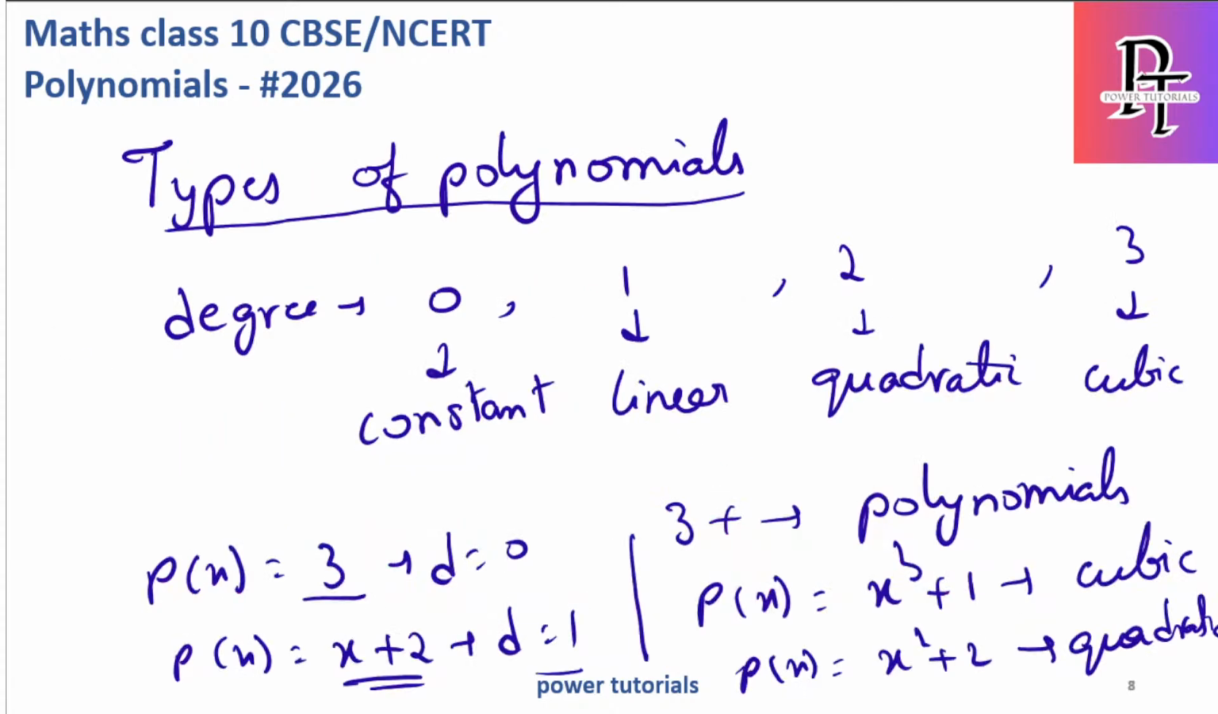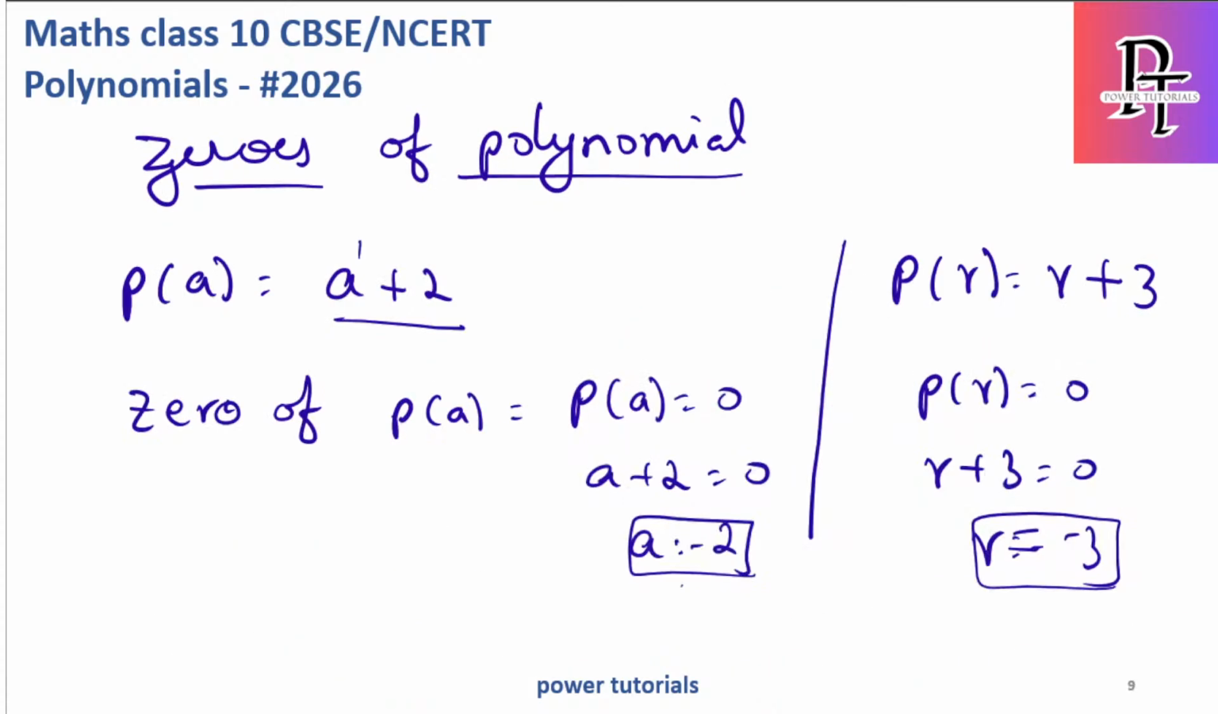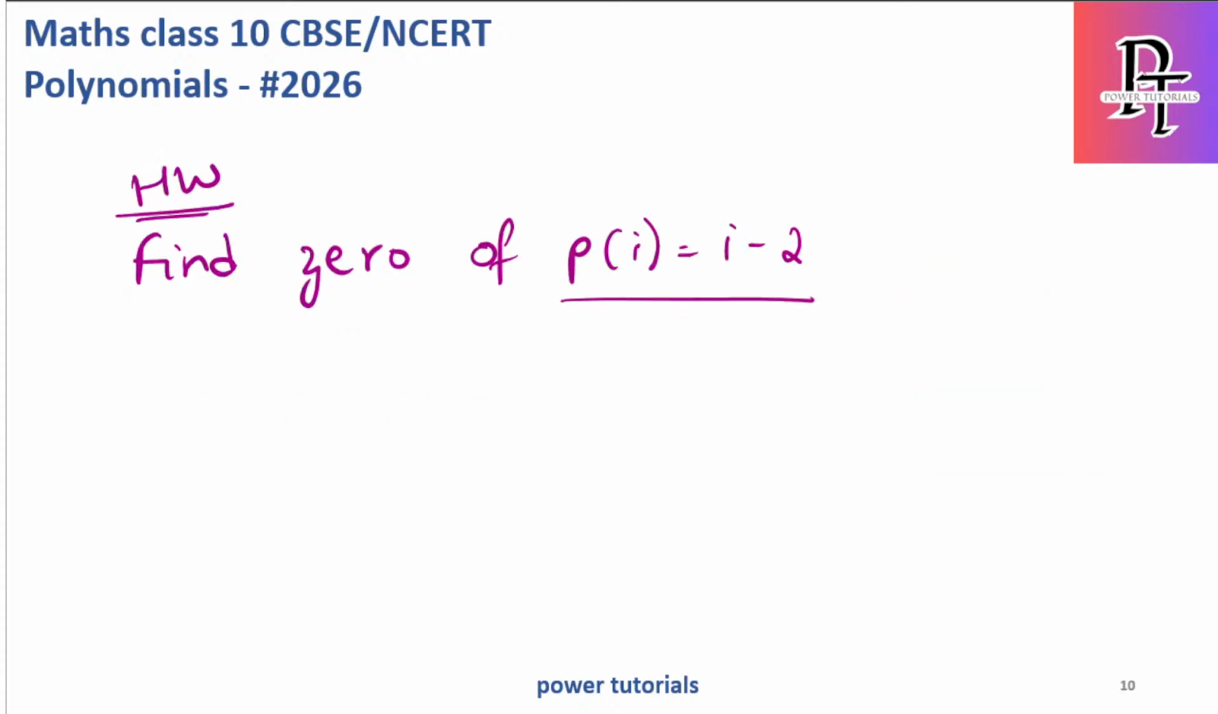Then I covered the types of polynomials: constant, linear, quadratic, cubic. Then I also explained the zeros of a polynomial. The zero of a polynomial is the value of the variable for which the equation becomes 0. We'll solve this homework question: find the zero of this polynomial. I have to equate the polynomial to 0. If I move 2 to the right side, it becomes 2. So the zero of this polynomial is 2.